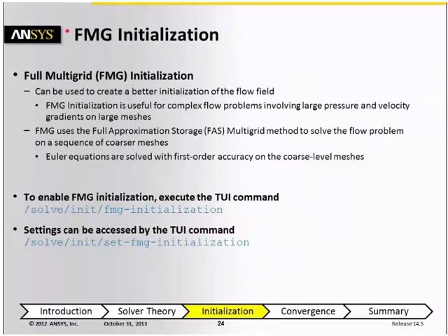The fourth option for initializing the solution is full multigrid initialization, which is also commonly referred to as FMG initialization. FMG initialization can be used to create a more realistic initial flow field than the other methods, and so it's especially useful for complex flow problems that involve large pressure and velocity gradients on large meshes. The way it works is by using the full approximation storage, or FAS, multigrid method to solve the flow problem on a sequence of coarser meshes. On each of these coarse meshes, it solves the Euler equations with first-order accuracy.